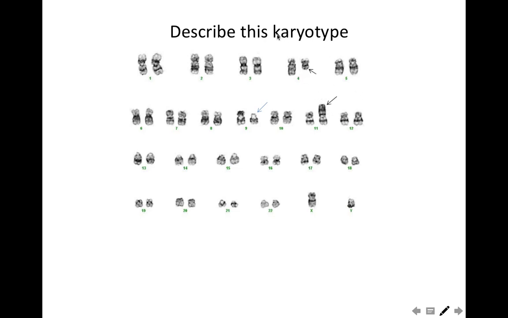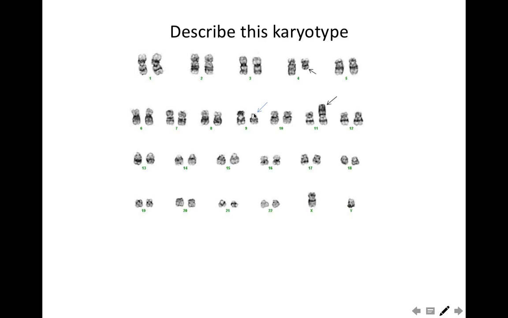So this is a reciprocal translocation between 4 and 11. What about chromosome 9؟ There should be a dark band in the P arm. It's absent from here. So there is a deletion in the P arm of chromosome 9.